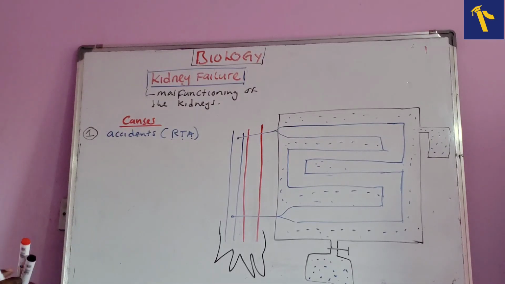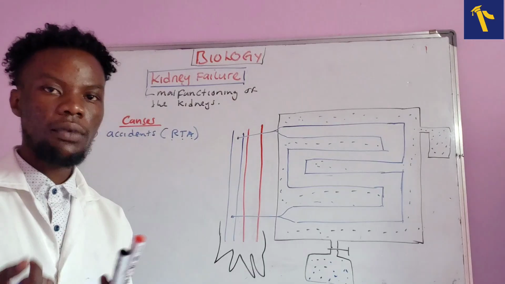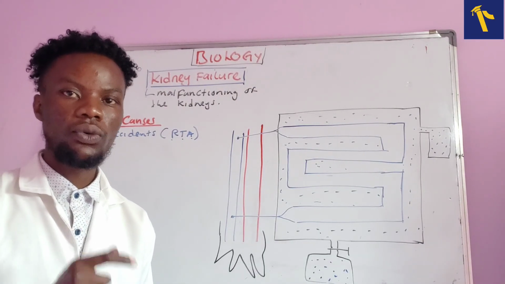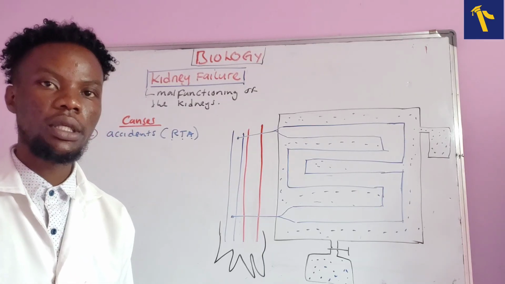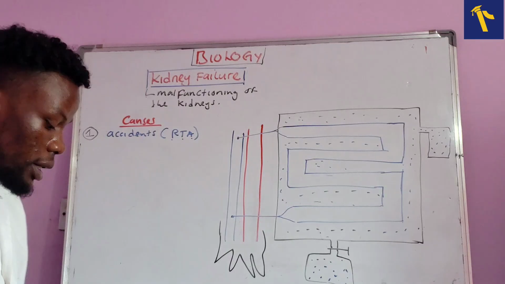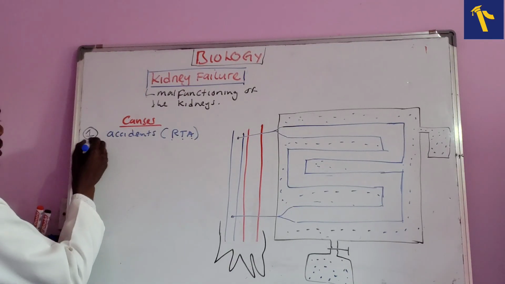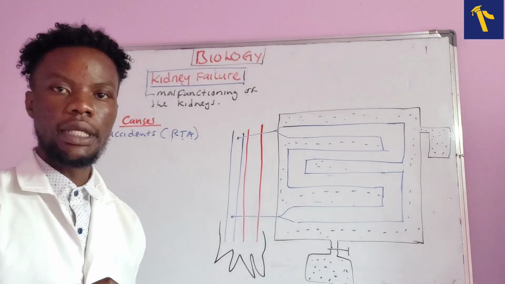That's the first cause, because if you are in a road traffic accident, somehow maybe you injure your kidneys, and the kidneys are not going to start working well. That's how you can develop kidney failure from accidents. All right, let's go to another cause, which is number 2. Apart from accidents, what could cause kidney failure?